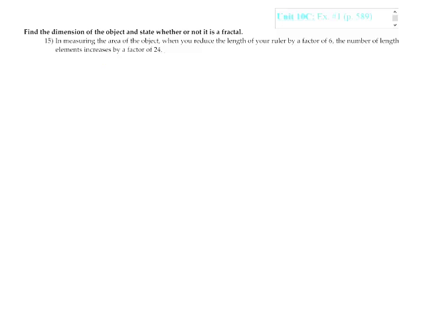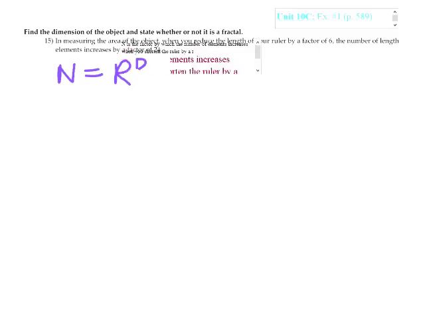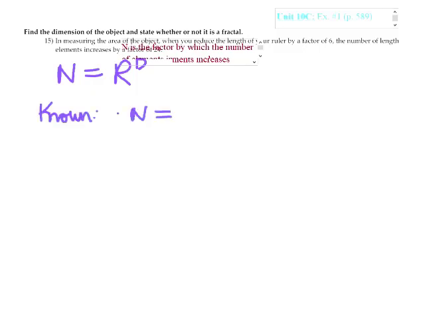If you haven't already reviewed this section, we're going to use the following formula: N equals r to the power of d. It's important to note the following. N is the factor by which the number of elements increases when you shorten the ruler by a reduction factor, r. That explains a little bit of the formula. For this problem, we know the values for N and r. So N is going to be 24 because that's the factor that the elements increase. And r is the reduction factor, which is 6.